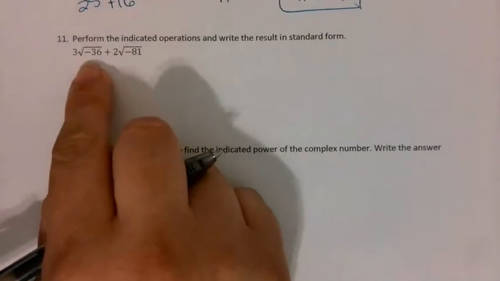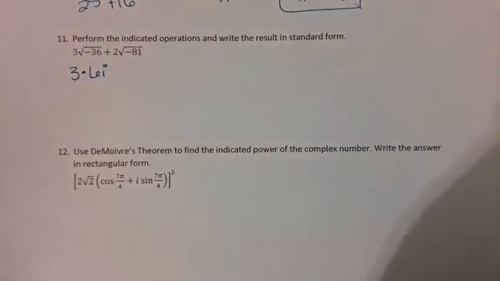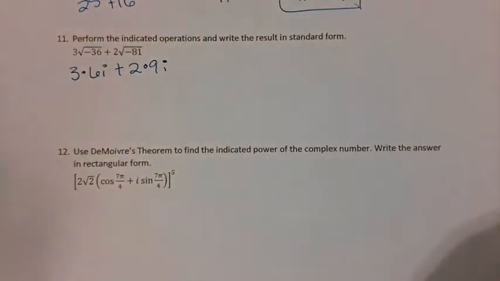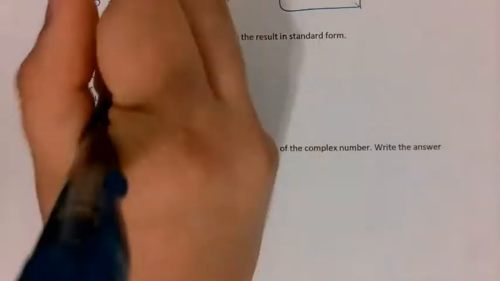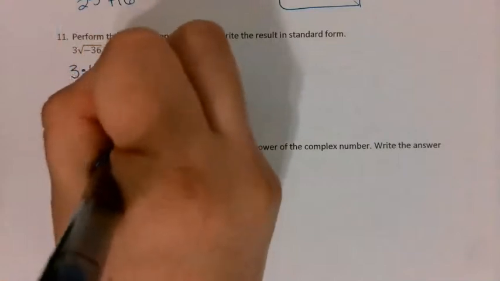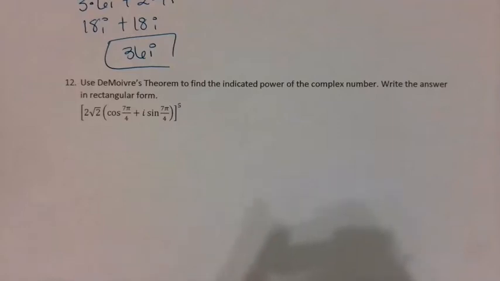Normally, if this was a normal 36, I could take the square root, but I can't because of the imaginary part. It's going to be 3 times 6i. Remember, we turn the negative into an i on the outside. Over here, I have 2 times the square root of normal 81, which would be 9, and then i for the negative number. Then what I want to do is multiply. 3 times 6 is 18. 2 times 9 is also 18. I combine like terms. I get 36i. Number 12 wants me to use De Moivre's theorem.